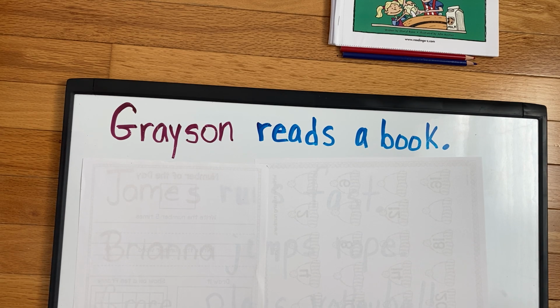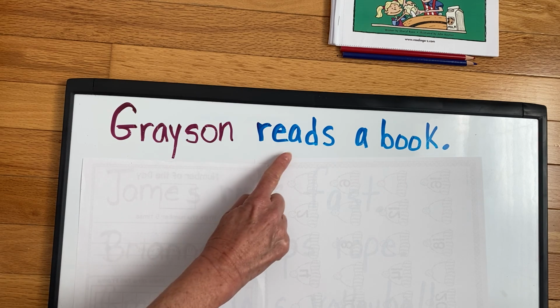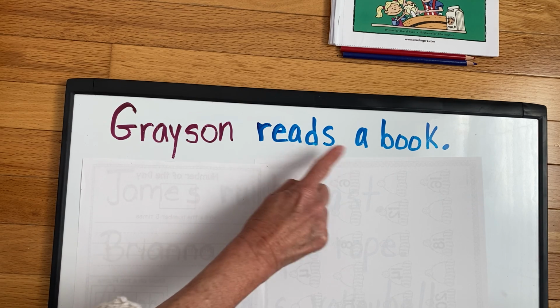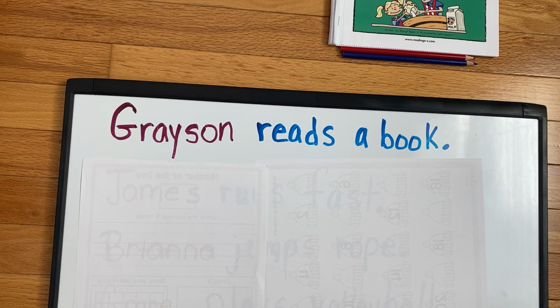So let's do the first one together. I'm going to read it to you, and we're going to talk a little bit about how we can decide what the naming part of the sentence is and the telling part. Grayson reads a book. Okay, you want to read it with me? Here we go.